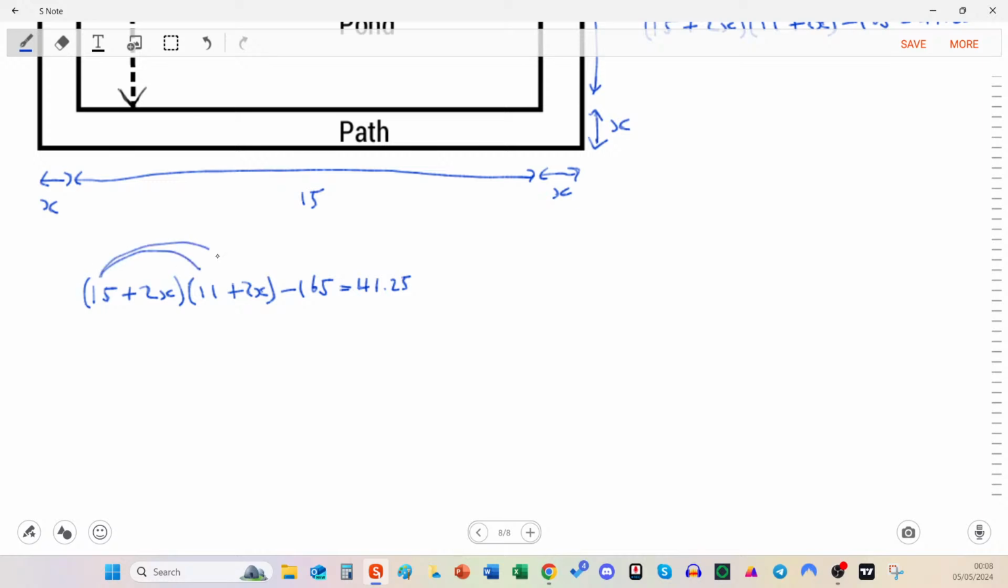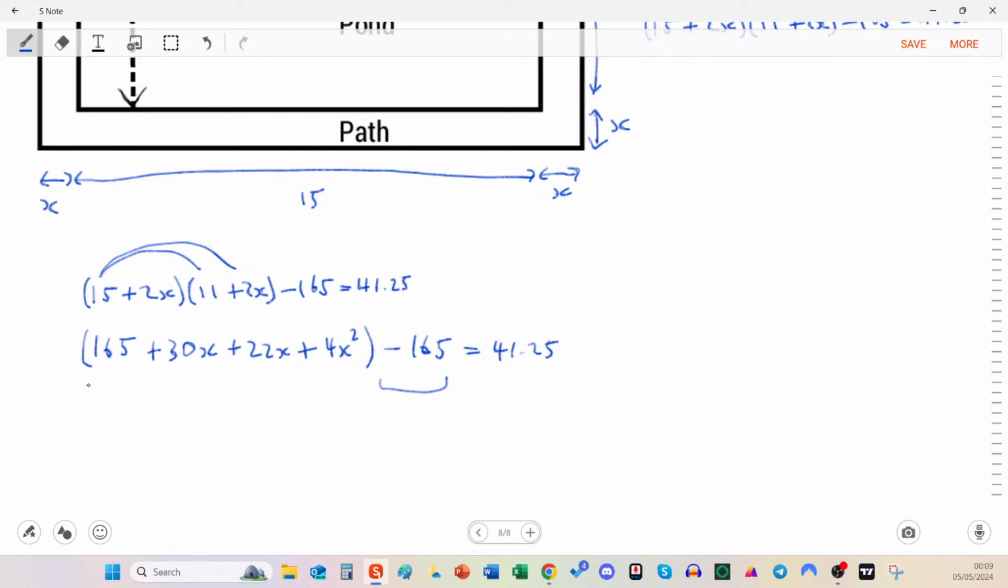So 15 times 11 is 165. Yeah, 165, and we'll put it in one bracket so we don't mess up. 15 times 2x is plus 30x. 2x times 11 is 22x. And 4x squared. Take away 165 equals 41.25. Okay, that's not too bad.